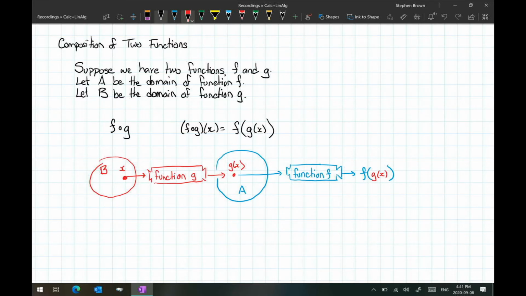And so you can see there's a little bit of a restriction on the domain. We have to ensure that x is in the domain of g, and then our second requirement is that g of x must be in the domain of f. And if we don't have those two things satisfied, then f of g of x would be undefined. We need to make sure that both of those two requirements are satisfied.